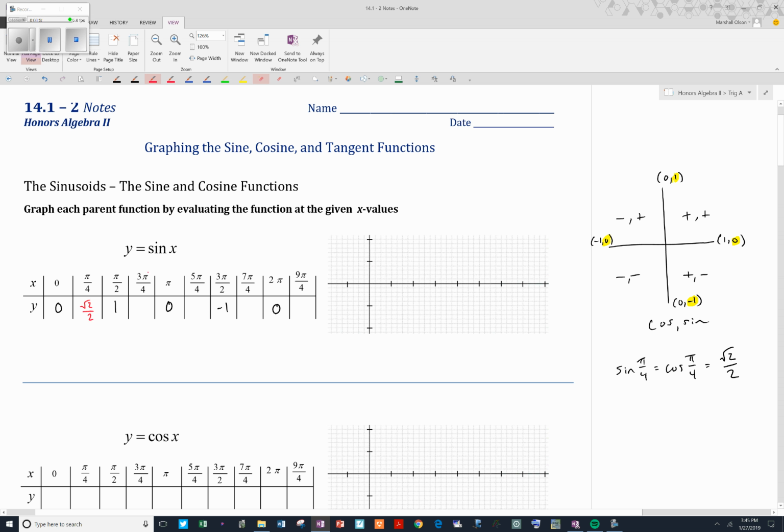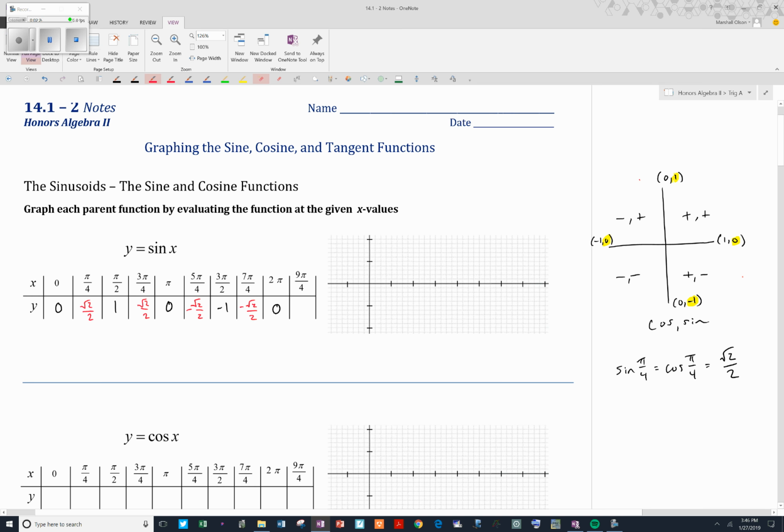3 pi over 4, now we're in the second quadrant. So we're looking at this angle right here. It's got a reference angle of pi over 4. So we know the value is the square root of 2 over 2. Now it's just a question of whether it's positive or negative. Well, sine in the second quadrant is positive, so we're going to leave that value positive. In the third quadrant, 5 pi over 4, our value is negative. And in the fourth quadrant, 7 pi over 4, which is right here, our value is also negative.